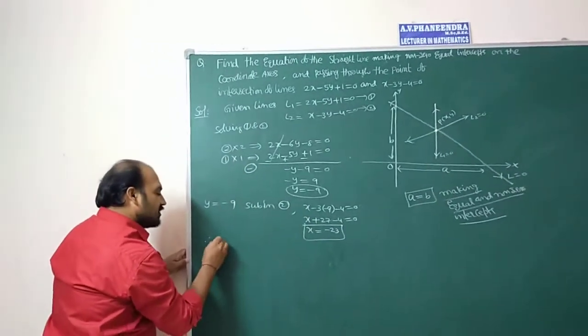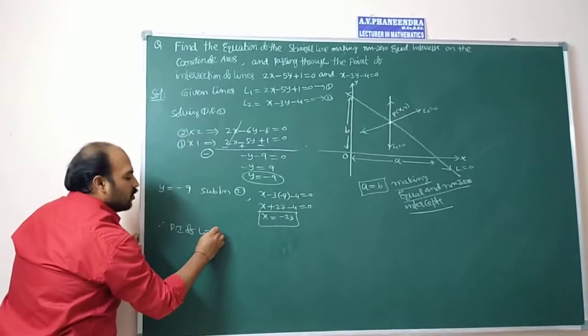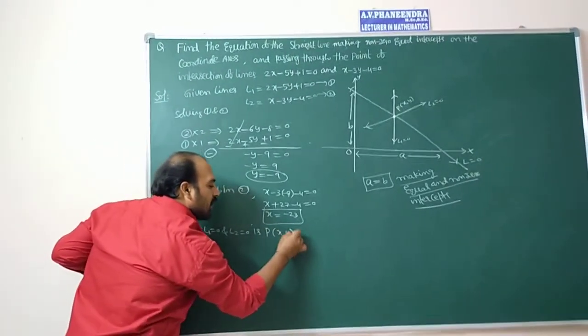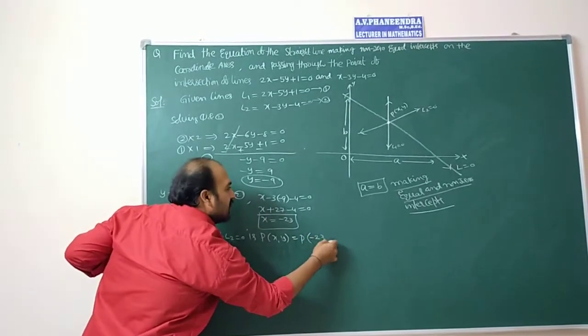Therefore the point of intersection of L1 equal to 0 and L2 equal to 0 is P of x comma y, which is equal to P of minus 23 comma minus 9.